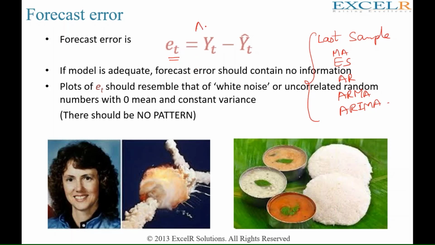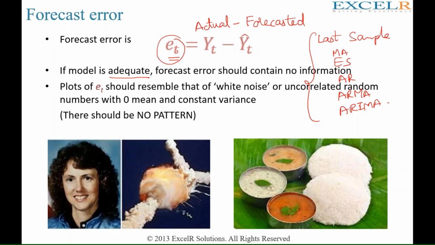Error is the actual value minus the forecasted value. That's the error. All right. If you have no error, if you have zero error, that means your model is very accurate. So if the model is adequate, this error will contain no information. It will be zero, absolutely.